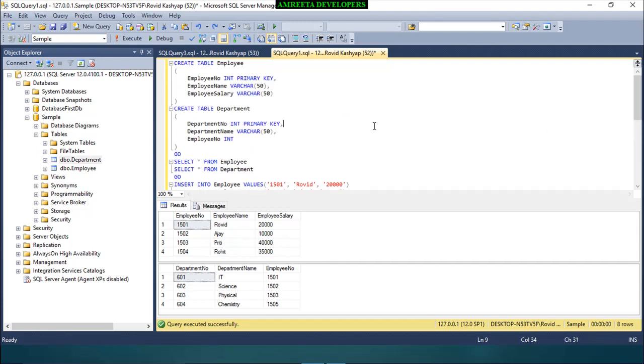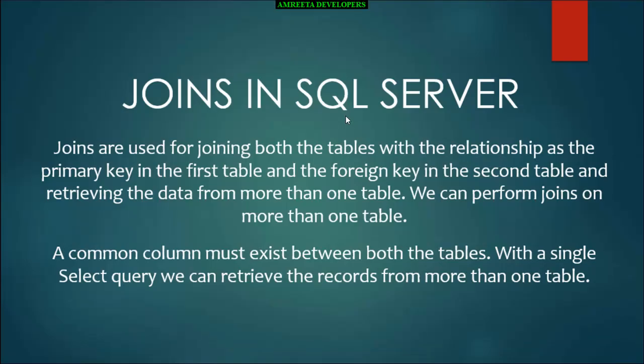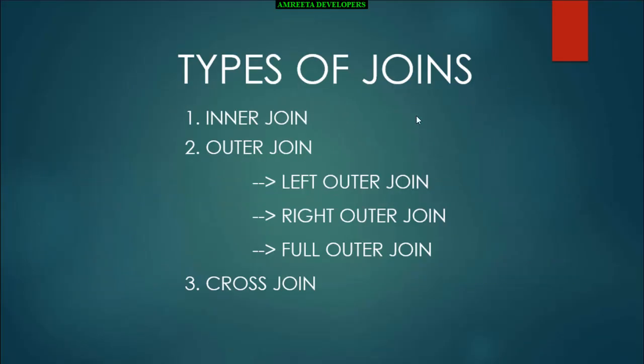Before starting joins, we will discuss the different types of joins. You can search on the internet and study in books and other places. The first type of join is the inner join, and the second is the outer join. In outer join there are 3 types: left outer join, right outer join and full outer join, or we can say full join. The third one is the cross join. Let's start with these joins by seeing an example of each.